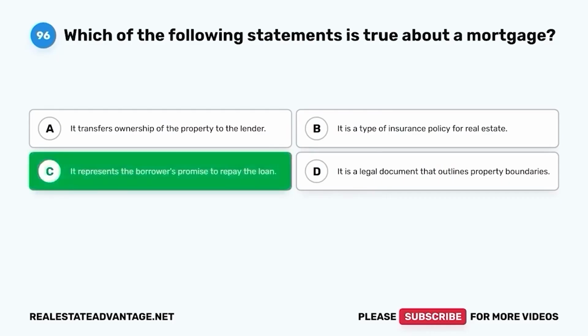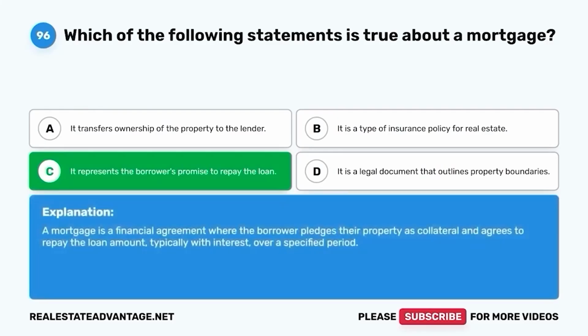The correct answer is C. It represents the borrower's promise to repay the loan. A mortgage is a financial agreement where the borrower pledges their property as collateral and agrees to repay the loan amount, typically with interest, over a specified period.